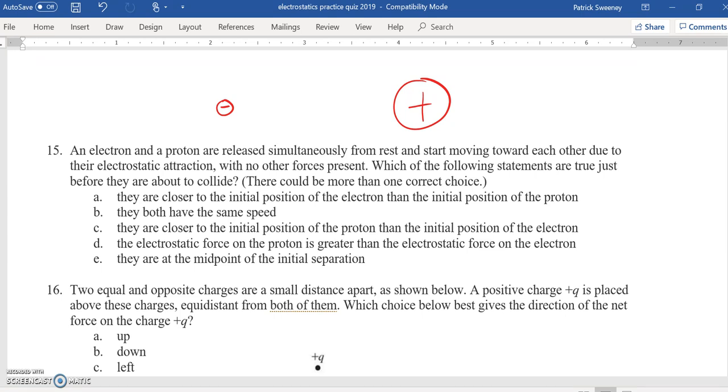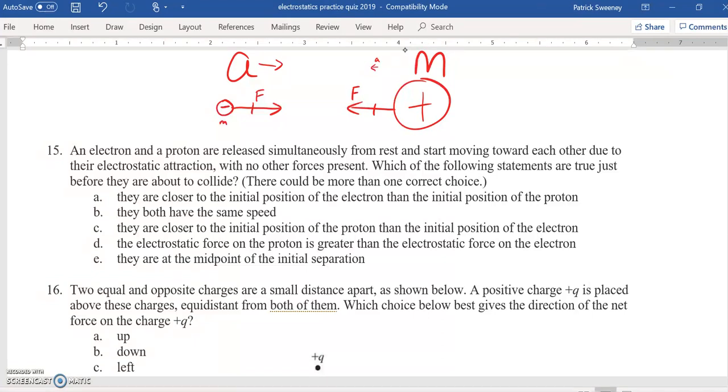Now this force of attraction, I'll draw the forces as being equal. Okay, these forces are equal. But since the mass of the electron is teeny tiny, it has a big acceleration to the right. The mass of the proton is much larger, therefore its acceleration to the left is minuscule. Okay, it's proportional.